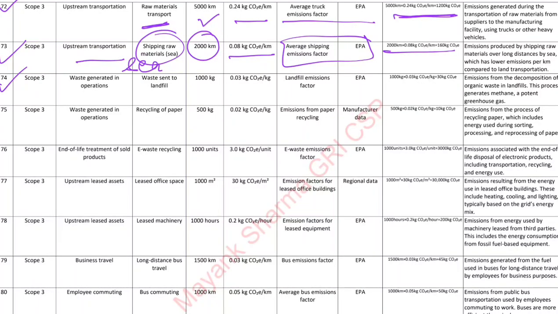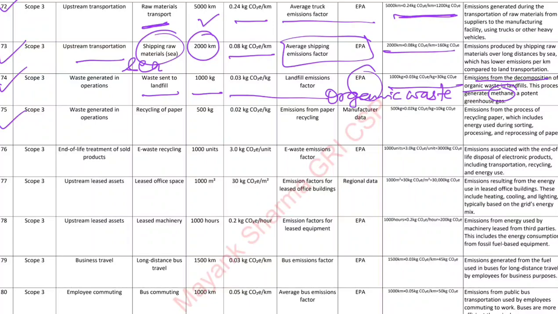Okay, then scope 3 waste generated in operations, like when waste is being sent to landfill. Very nice example. What is the quantity of the waste sent for landfill, and then we consider here landfill emission factor referring EPA. Calculation done, emissions from decomposition of the organic waste, where basically we took example of the organic waste where we are generating methane, a potent greenhouse gas.